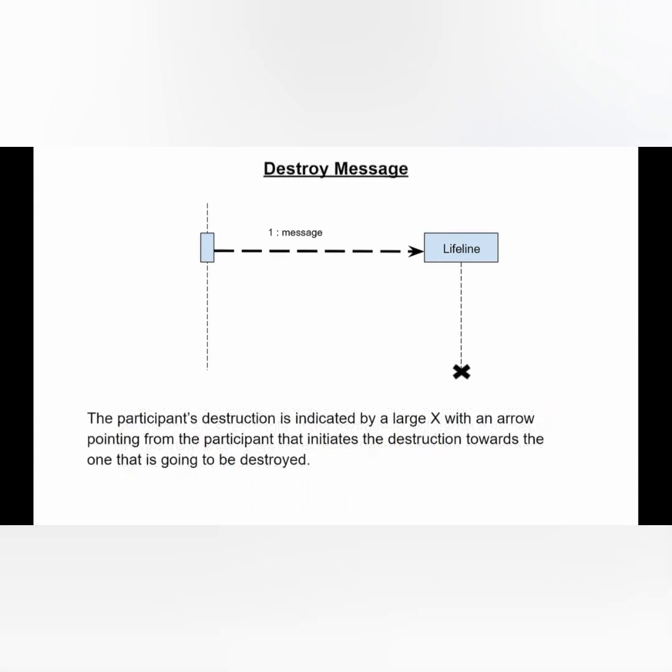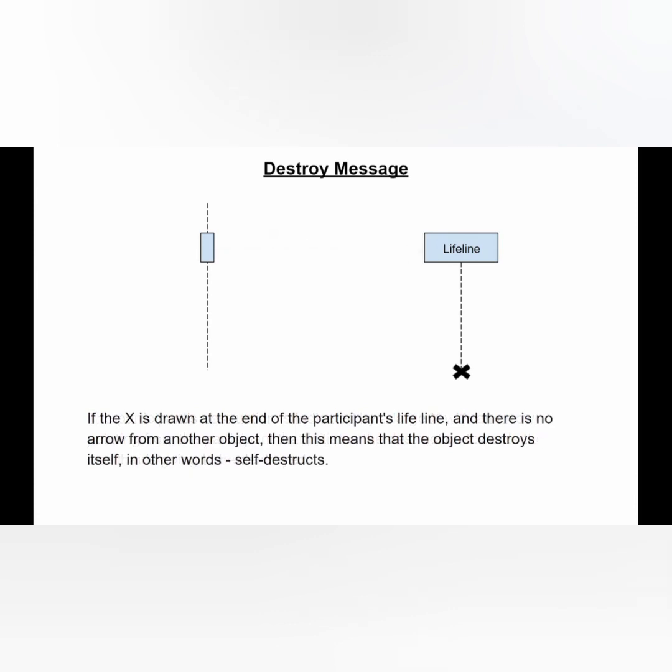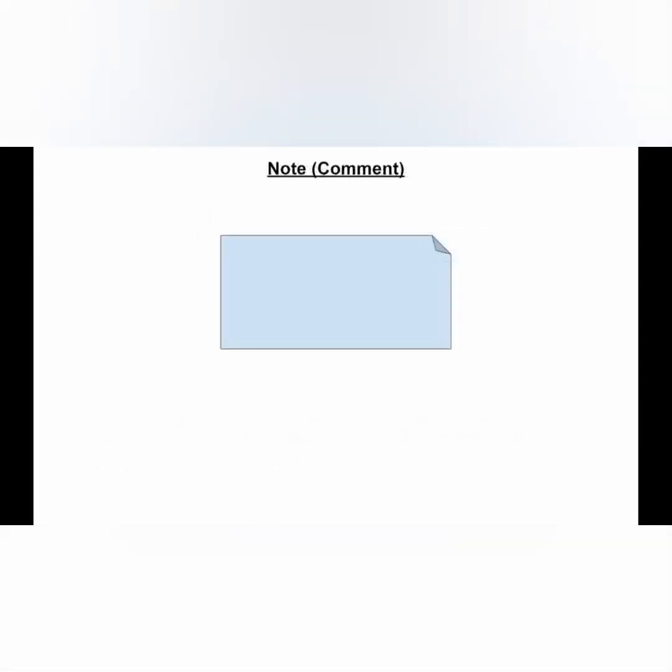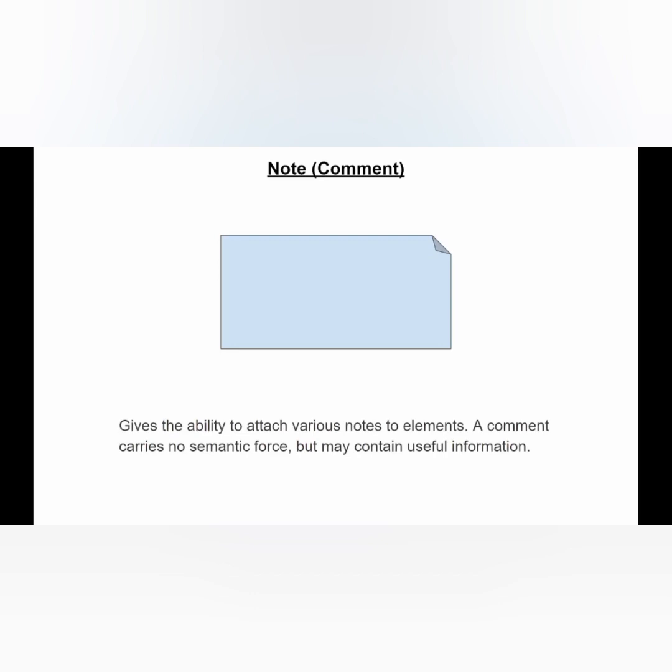Destroy message. The destruction of a participant is indicated by a large X with an arrow pointing from the participant that initiates the destruction towards the one that is going to be destroyed. If the X is drawn at the end of the participant's lifeline and there is no arrow from another object, then this means that the object deletes itself. In other words, self-destructs.